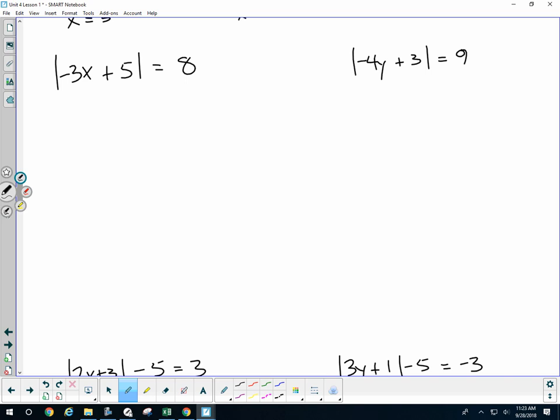Is the absolute value isolated? No. It is. You've gotten rid of the absolute value, but when you get rid of the absolute value, what do you have to do over here? Make it negative. It could be positive or negative. This is my first equation. Why? And then I'm going to do negative 1. Okay. All right, good. Okay, check your answers with a neighbor.